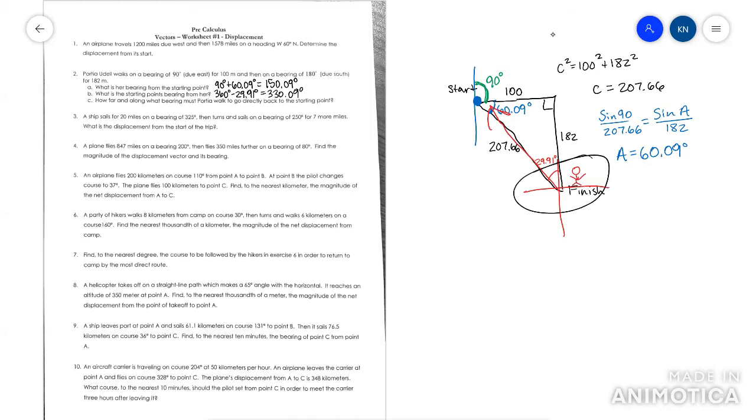If she's here, how far does she have to walk? Well, that would be this distance, 207.66, and I think they were talking about meters, they were. And then at what bearing? I'm saying from here to here, which would be the red bearing that we just found, 360 minus the 29.91. So I would say add a bearing of 330.09 degrees to get back to the start. I hope that made sense. Okay.